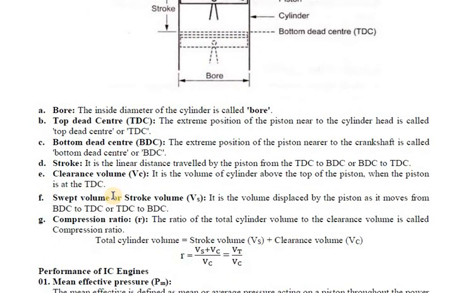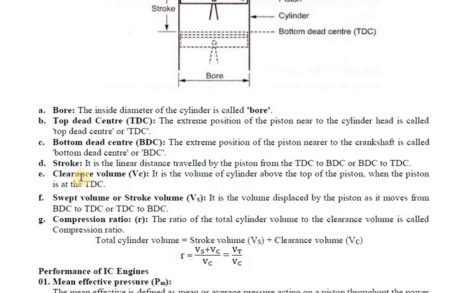I have also given them in sentences. What is the bore? Bore is the inside diameter of the engine cylinder. What is the top dead center? The extreme position of the piston near the cylinder head is called the top dead center. What is the bottom dead center? That is BDC. The extreme position of the piston near the crankshaft is called the bottom dead center. What is the stroke? It is very important. It is the linear distance covered by the piston from TDC to BDC or BDC to TDC. Once the piston moves from top dead center to bottom dead center, or bottom dead center to top dead center, you can call it one stroke.